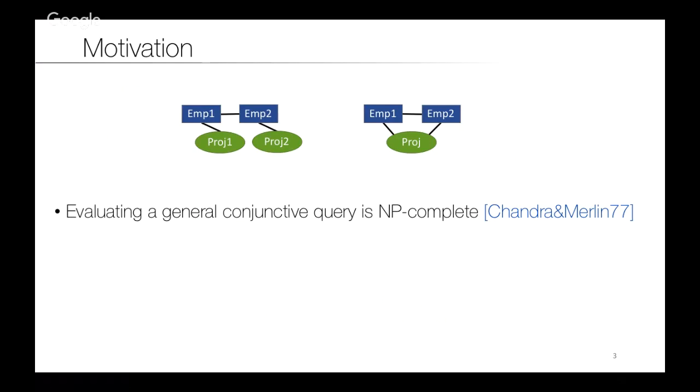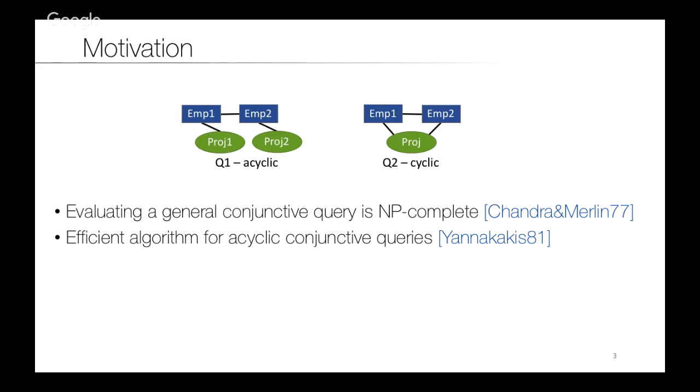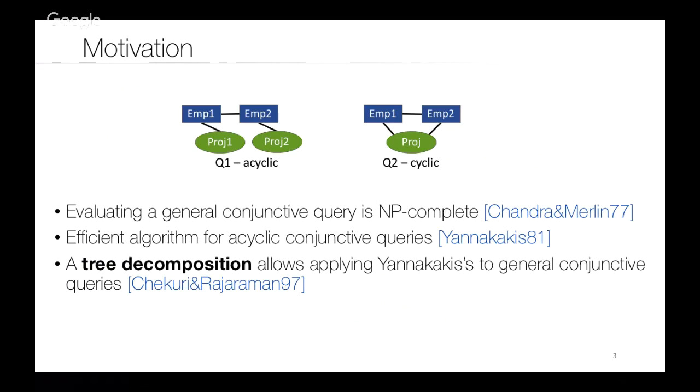So evaluating a general conjunctive query is a hard problem, but if we have an acyclic query like the first one, then there is an efficient algorithm to solve this problem. Unfortunately, not all interesting queries are acyclic. So what do we do when we have cyclic queries? This is exactly where we would want to use tree decompositions. So tree decompositions extract some tree structure out of the graph, and it allows us to use the efficient algorithm for cyclic graphs.